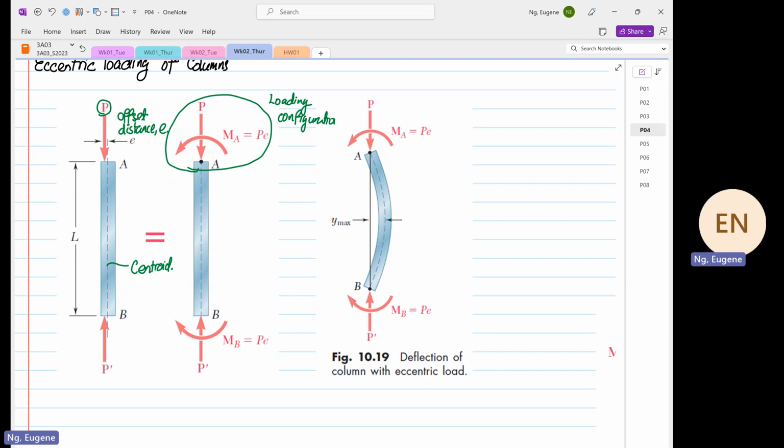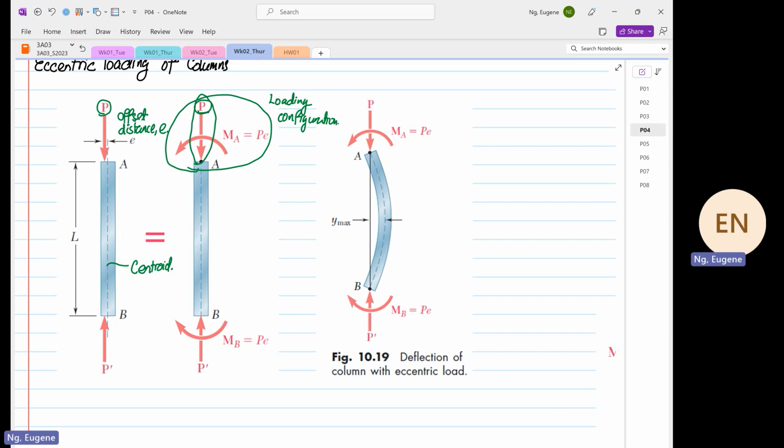Even before buckling has occurred, we have a load P applied. What we did is we shift the load to the centroid, as you can see over here. And we have a moment M equal to P multiplied by E, because the force is on the left-hand side of the centroid, so it's inducing an anti-clockwise rotation.